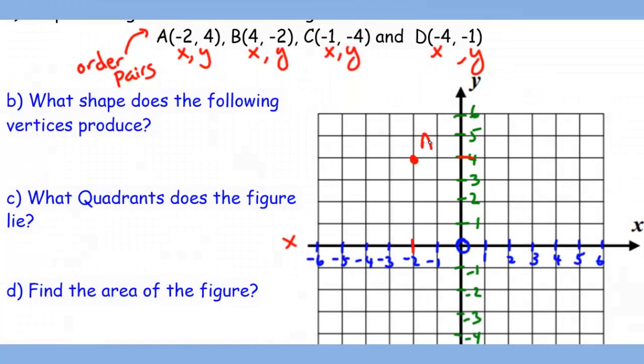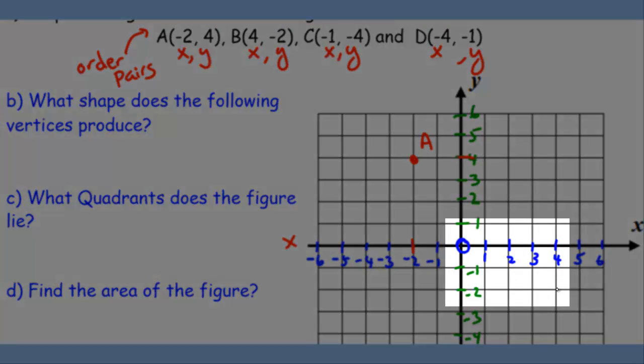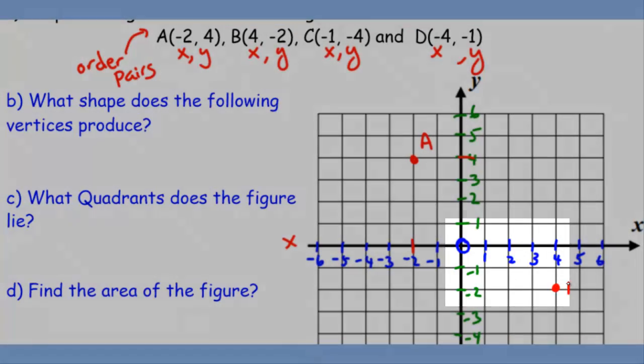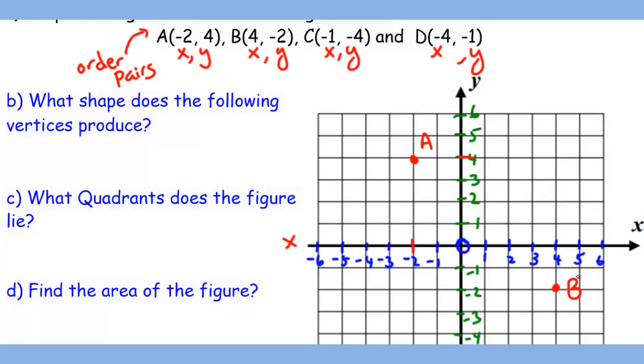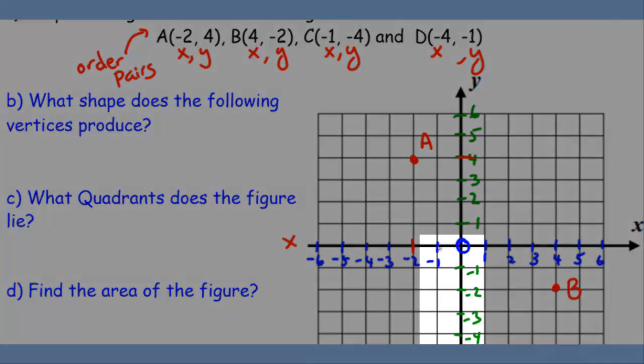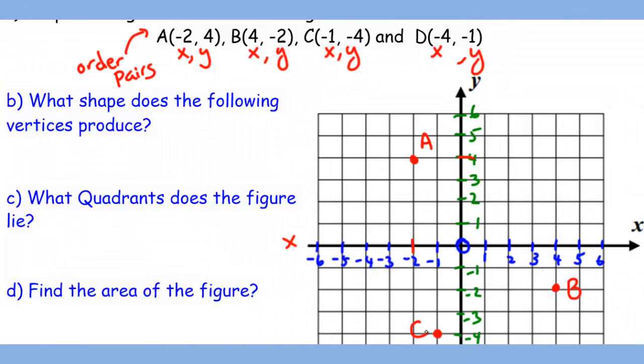That will be point A, and point B is positive 4 and down to -2, so that's point B. Point C is -1 down to -4, so that's point C. Point D is -4 down to -1, and that will be point D.